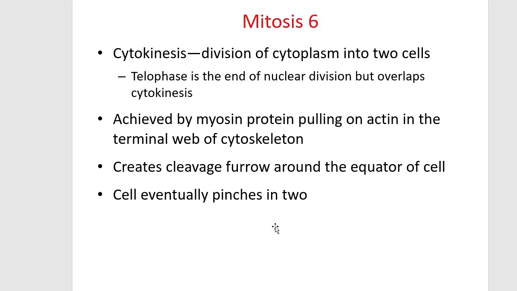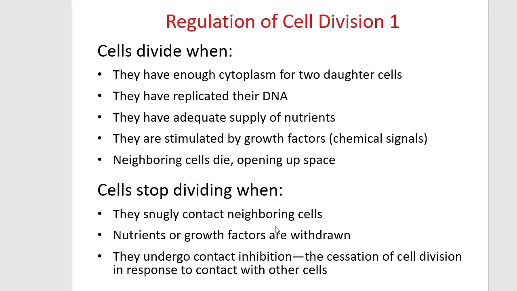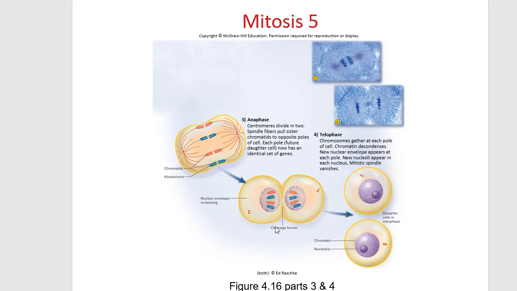Cytokinesis, I do need you to know this word. Cytokinesis is the division of the cytoplasm into 2 cells. So it pinches off and it creates something called a cleavage furrow around the equator of the cell. If I can show you. Here we go. Cytokinesis, we see that pinch right here.